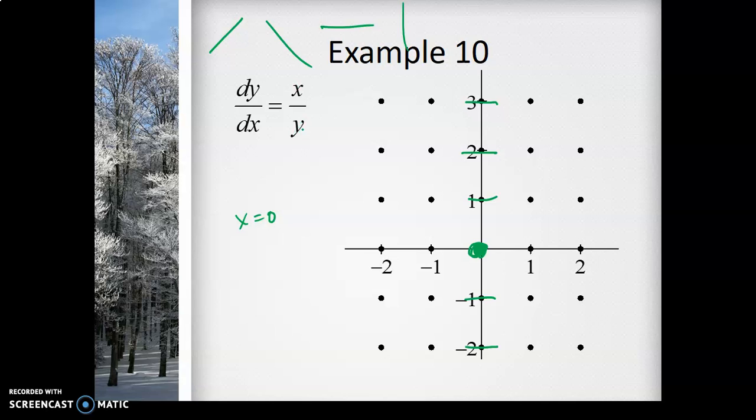Okay, let's look at when y is 0. Anything divided by 0 is going to give you undefined slope. So (-2, 0), (-1, 0), (1, 0), (2, 0). If I plug those into this equation, I would get an undefined value.